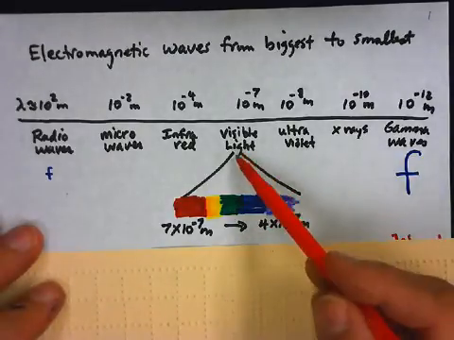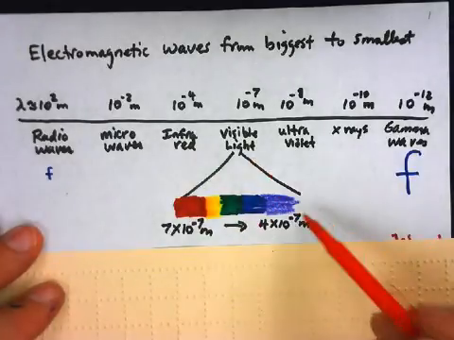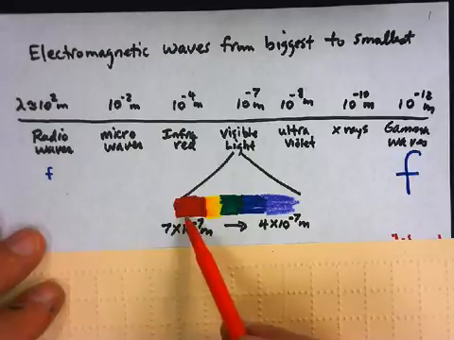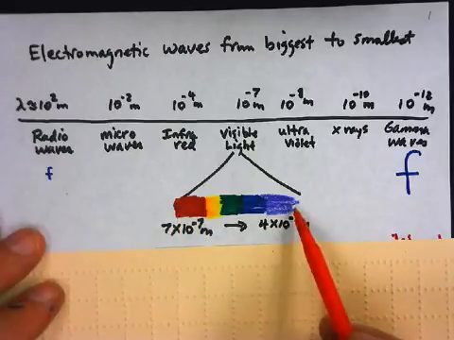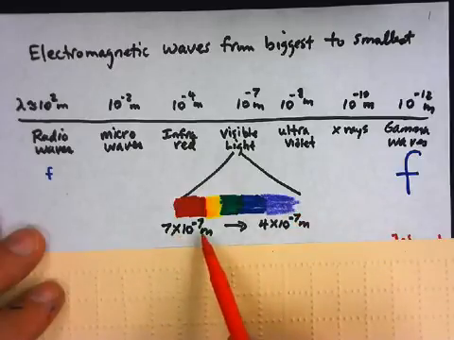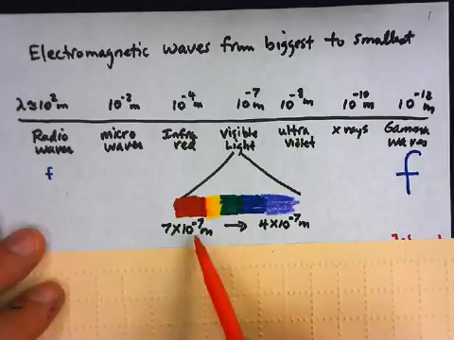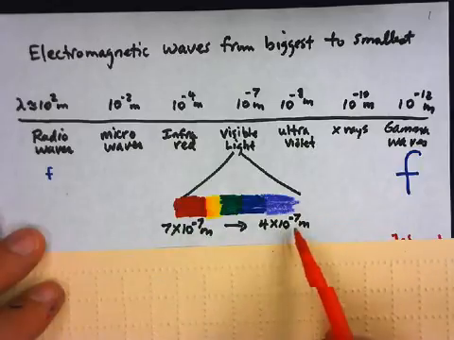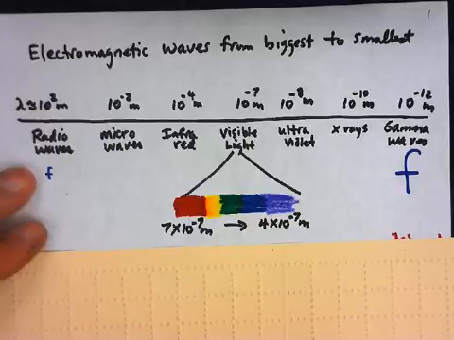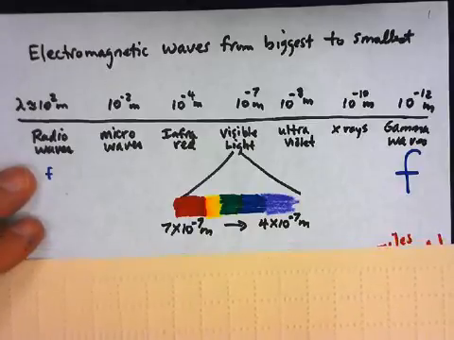If we look at visible light, and light is usually referred to as the visible part of the spectrum, the biggest wavelengths of visible light are in the red range, and the smallest would be in the violet range. So reds would be 7 times 10 to the negative 7th meters, or 700 nanometers or so, and then all the way down to violet, which is on the order of about 4 times 10 to the negative 7th meters, or 400 nanometers, or billionths of a meter.